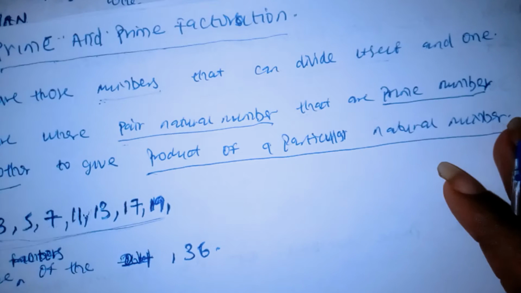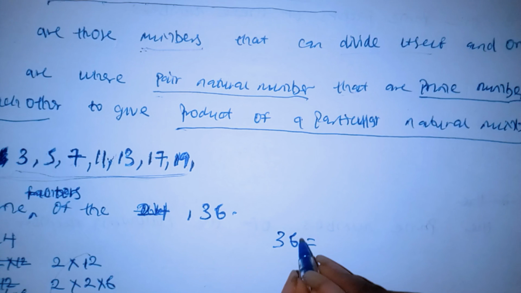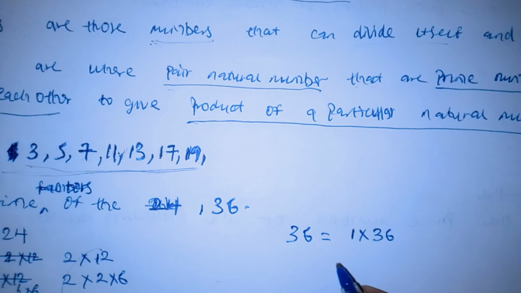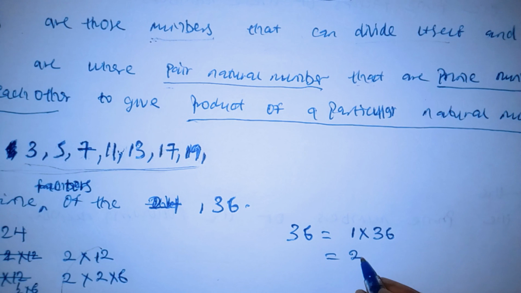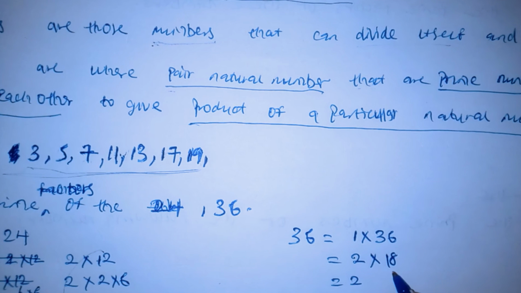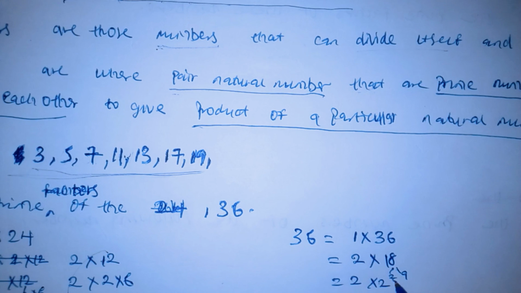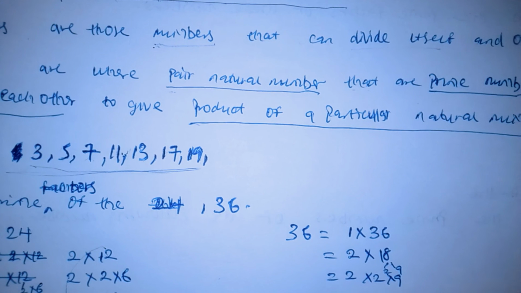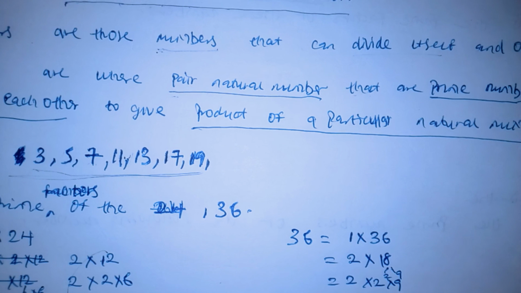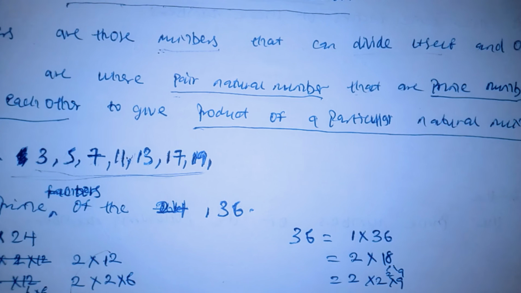Let's check 36. The factors of 36 are 1 by 6, 1 by 36, and it's going to be 2 by 18. It's going to be 2 by 9. Going to be 2 by 2 by 9, which is 4 by 9. Yes, this is going to be 4. This is going to be 3 by 3.